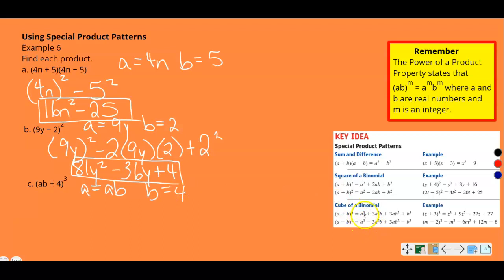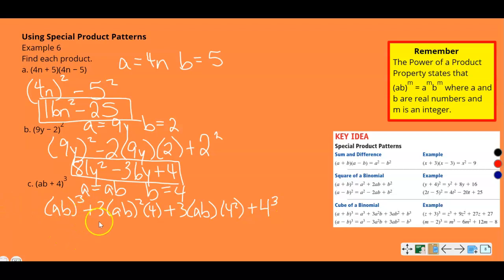All right, then we're just going to plug it in. So we're going to do the first term cubed, so ab cubed. And then since this is a plus, we're using the first one, so plus 3 a squared, so the first term squared, that would be ab squared, and then b. And then the next part says plus 3a, in this case is ab, and then b squared. And then the last thing would be b cubed. And in this case, b is 4, so it's going to be 4 cubed.